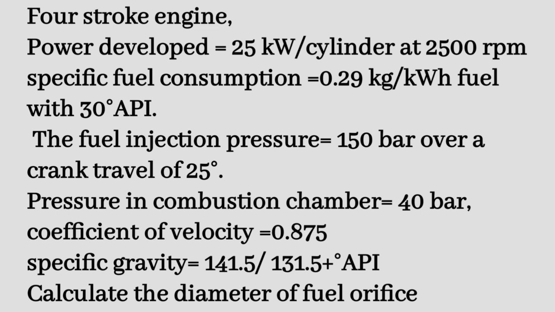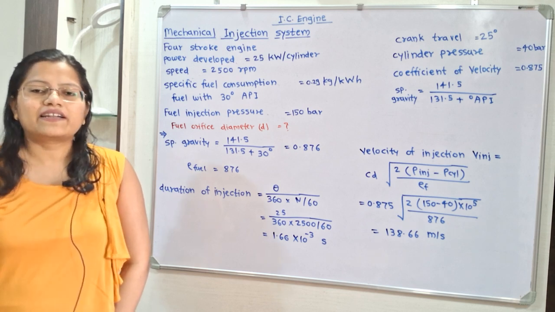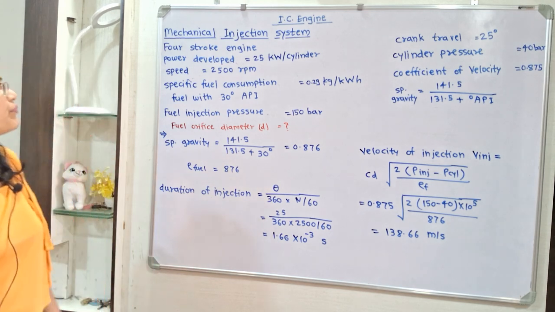Coefficient of velocity is 0.875, and specific gravity is given by 141.5 divided by 131.5 plus degree API. Calculate the diameter of the fuel orifice. Let us understand the given data.